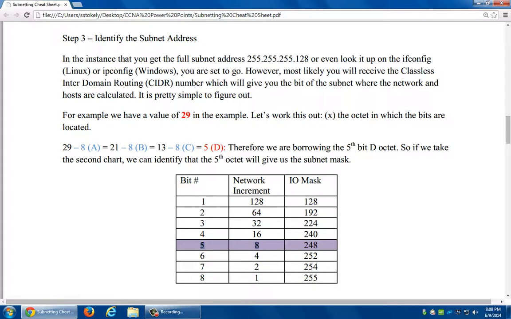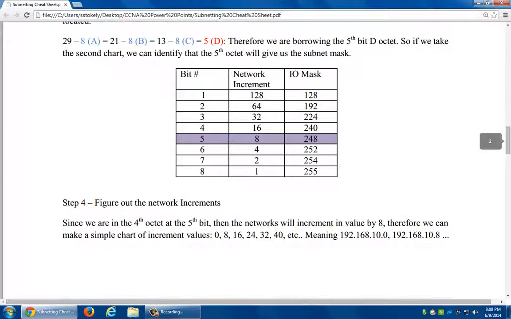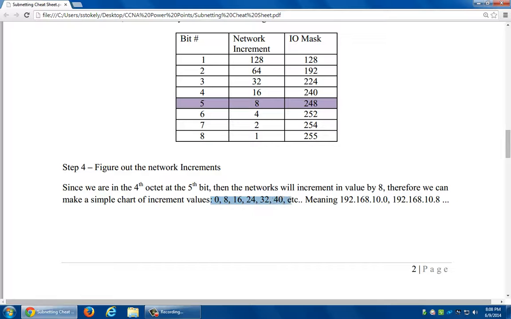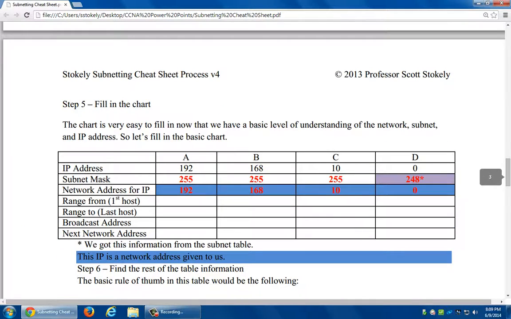So what we're looking for, now that we have identified our network increment of 8 and our subnet mask value for the interesting octet is 248, is what is our network incrementing by? So we had 0, then we had 8, then we had 16, 24, 32, 40, 48, so forth, so on. Meaning that you would have 192.168.10.0, 192.168.10.8, 192.168.10.16, so forth and so on. Because those are my networks. Okay. That makes it a network address.